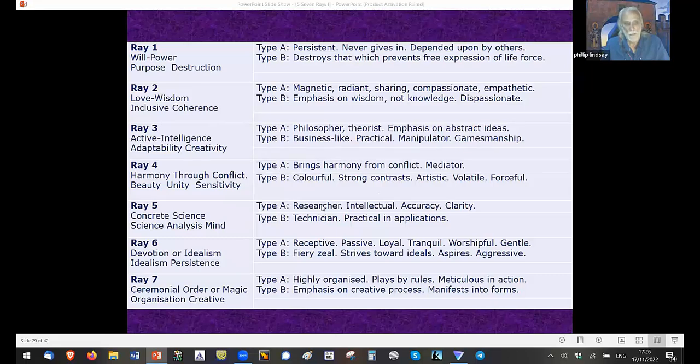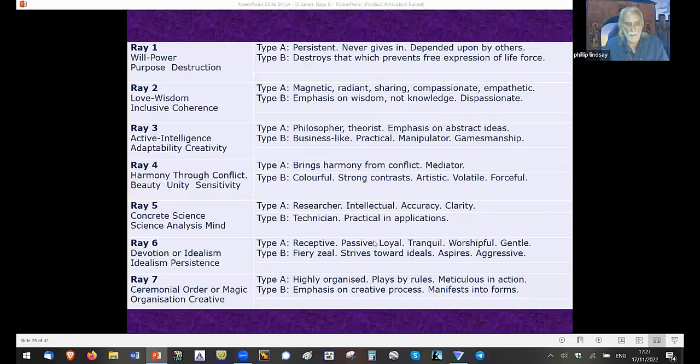Ray 5, type A, the researcher, the intellectual, accuracy, clarity. Type B, the technician, practical in applications. Ray 5 has this clarity. And the signs of the zodiac associated with Ray 5 bring that clarity too. For instance, Leo, again, we have the will to illumine, the will to knowledge and thereby illumine.